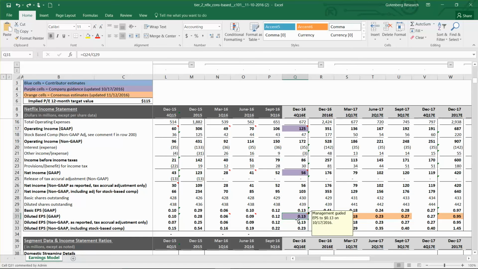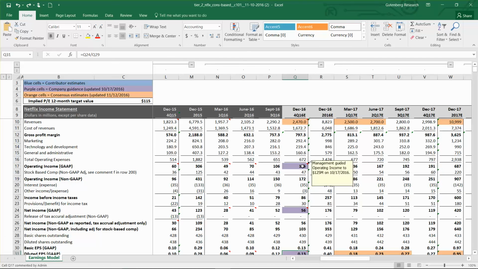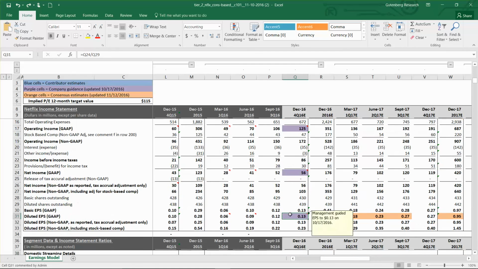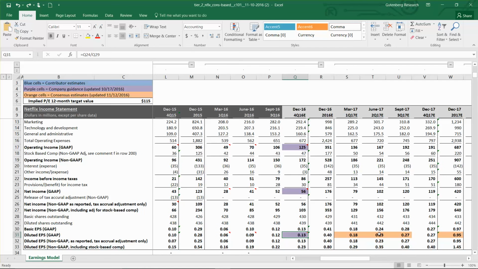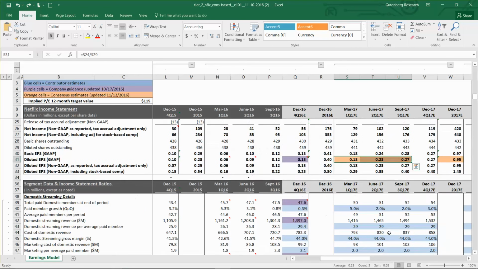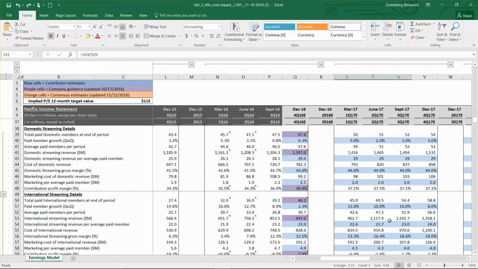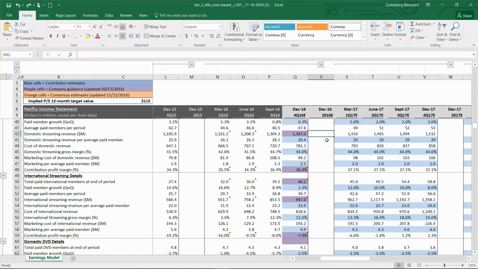And when we put those assumptions in, we were able to get back to management's guidance for operating income of $125 million for the December quarter, net income of $56 million, and EPS of 13 cents. And we were able to get back to the consensus estimates for revenue and EPS for the next 4 quarters and throughout the end of 2017, and that's why these cells are shaded in orange. So this view right now represents a basic consensus and management guidance view. So it is calibrated and ready for you to put your own assumptions in.